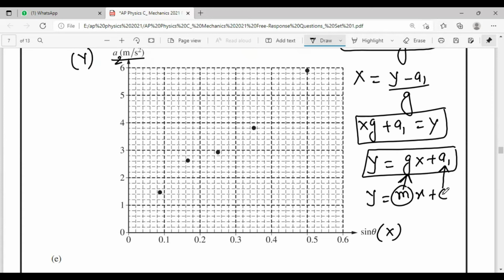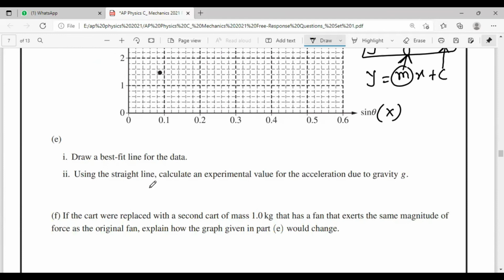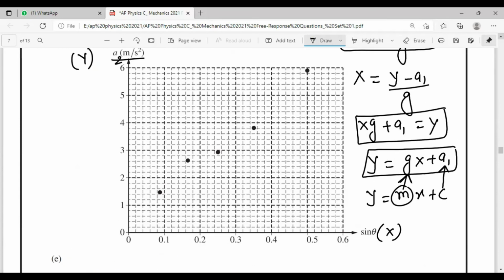So what is the question saying? The question is: draw a best fit line for the data. So we can draw the best fit line. I think this is not the best fit. This may be a best fit, right? So this is the best fit. So this part is completed.